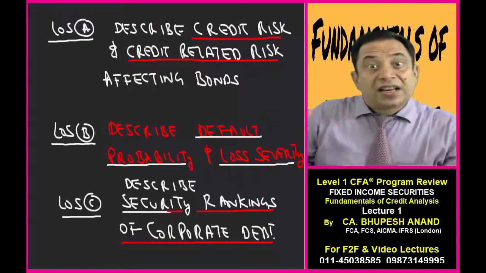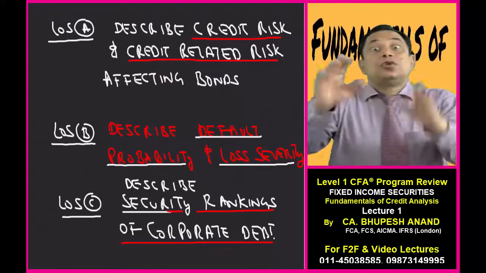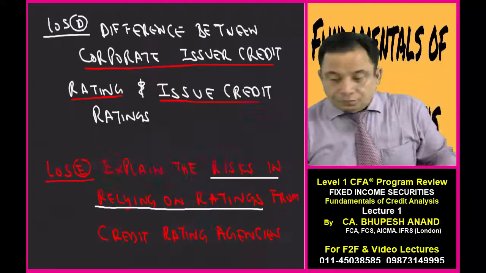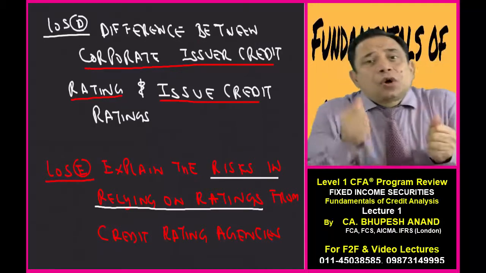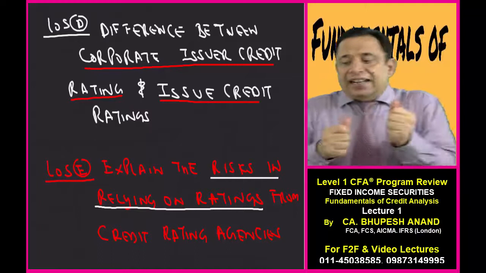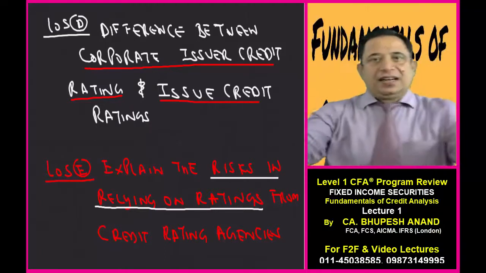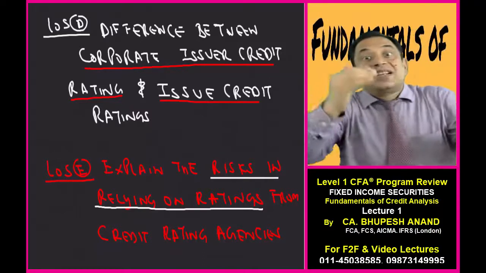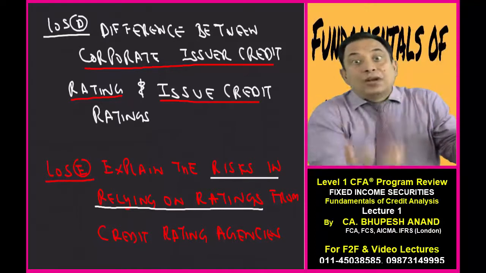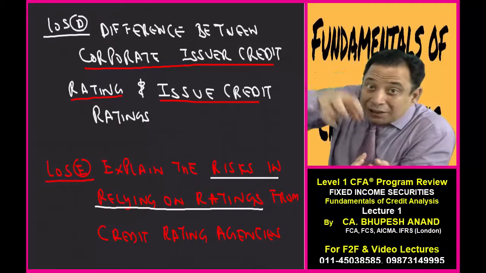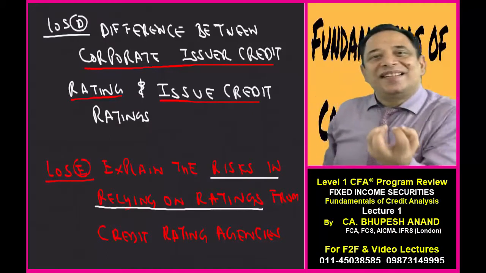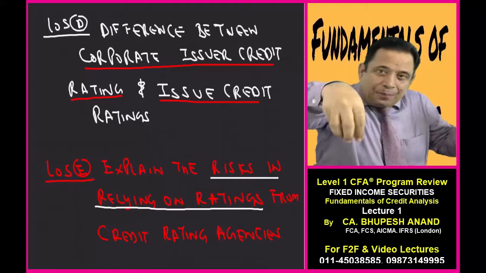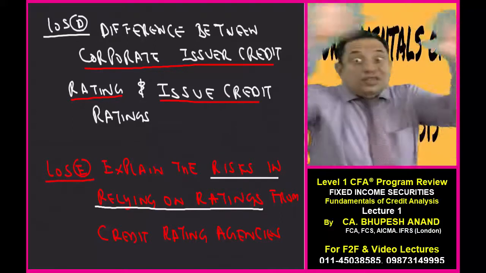The third learning outcome is highly testable: how you will give the rankings to your security, rankings to a corporate debt. Then what is the difference between corporate credit rating and issue credit rating? If I am giving a credit rating to Apollo Tyres, it is a corporate credit rating. But Apollo Tyres has issued many different types of bonds, and now they are issuing a new bond, and the credit rating to that particular issue is named the issue credit rating. So there is a difference between an umbrella credit rating and a small umbrella within the big umbrella rating. So these two have differences.